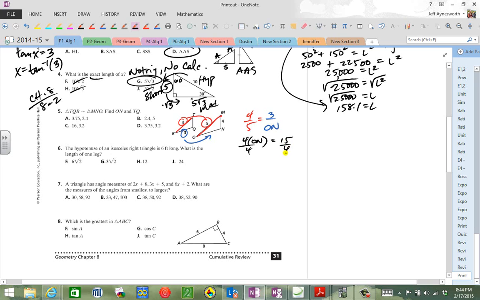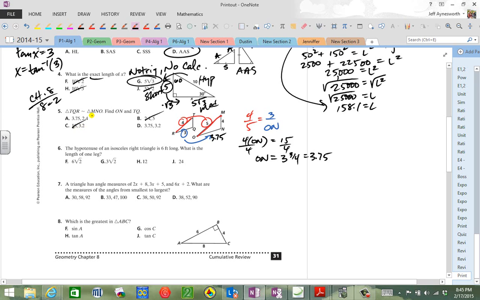So ON is equal to 3. And see, 3 times 4 is 12. Remainder 3. So 3/4, or 3.75. So I got ON here, 3.75. Right? Bigger triangle, longer sides. So 3.75. So it can't be that. Can't be that.